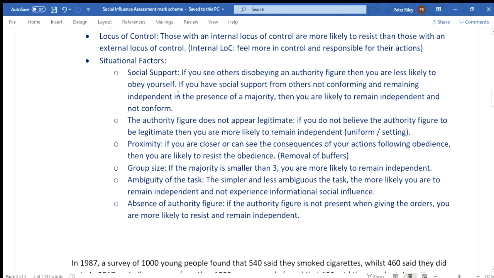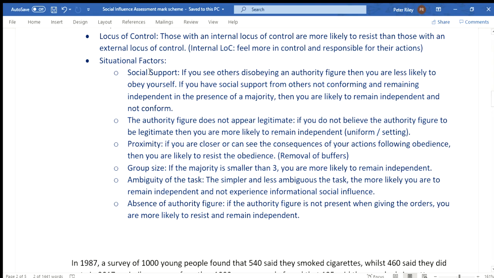There's quite a lot of situational factors which can contribute to somebody resisting social influence, disobeying or not conforming to a group. So social support is probably the most likely. If you refer to seeing other people disobey or having social support who also do not conform to a majority, so referring to Milgram or Asch's findings, then that would be absolutely fine for 2 marks.